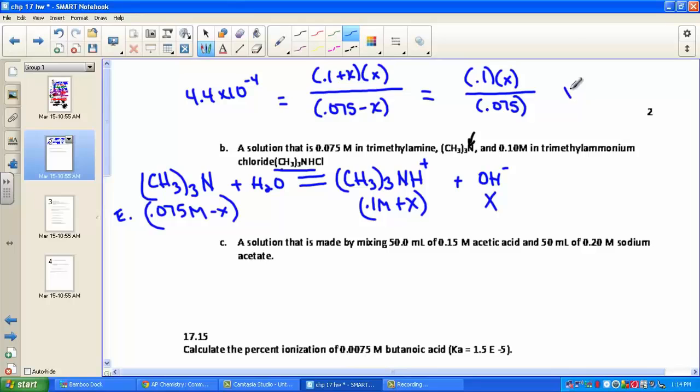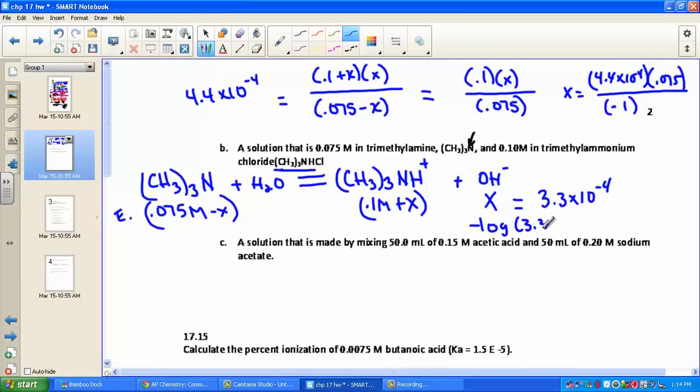So algebraically, to solve for X, we have to hit the Kb, 4.4 times 10 to the negative 4th, times 0.075 divided by 0.1, isolating X. Let's hit and see what we find. 4.4 E negative 4 times 0.075 divided by 0.1, and X comes out to be a value of 3.3 times 10 to the negative 4th.